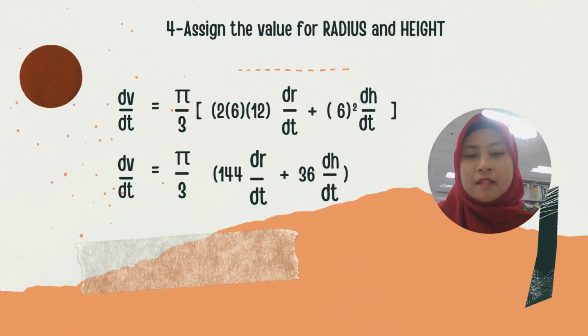Okay, after the differentiation step is completed, now we have to move to the next step, which is to assign the value for radius and height. For radius, the value is 12, and for height, the value is 6. So we just assign it inside the solutions.